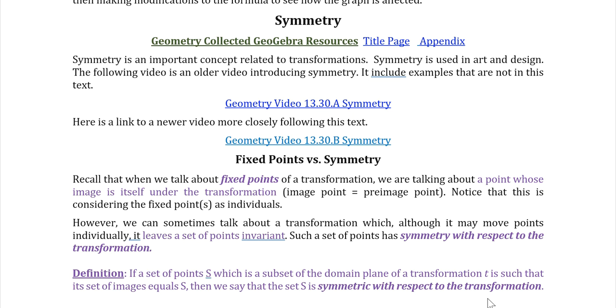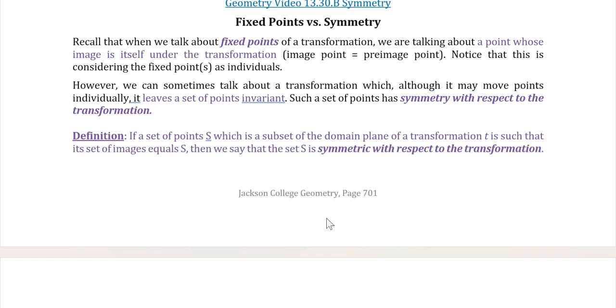Symmetry is used in art and design. It's an important concept related to transformations, and we're going to be talking about that a little bit here. Okay, first of all, when we want to talk about fixed points versus symmetry.